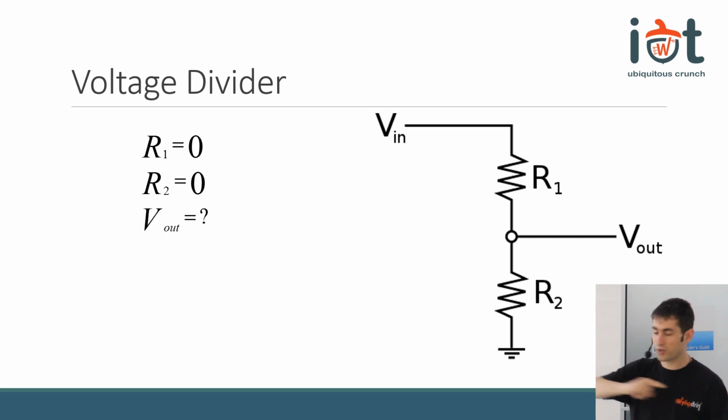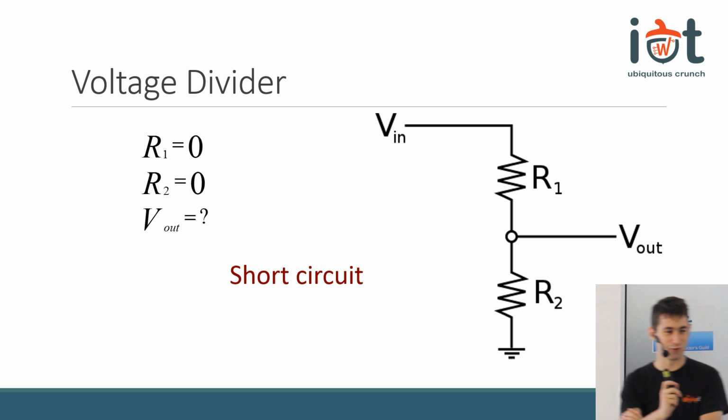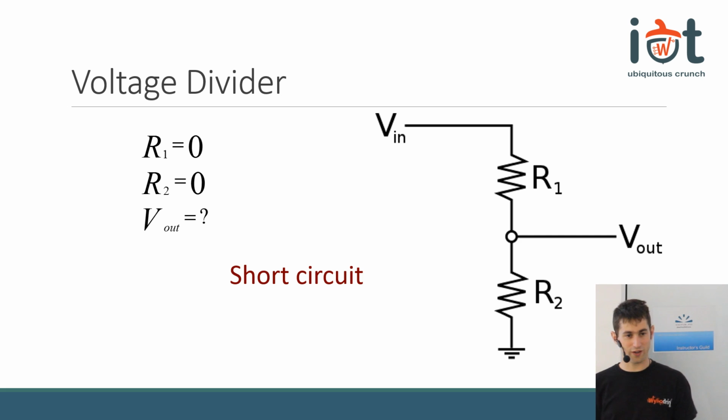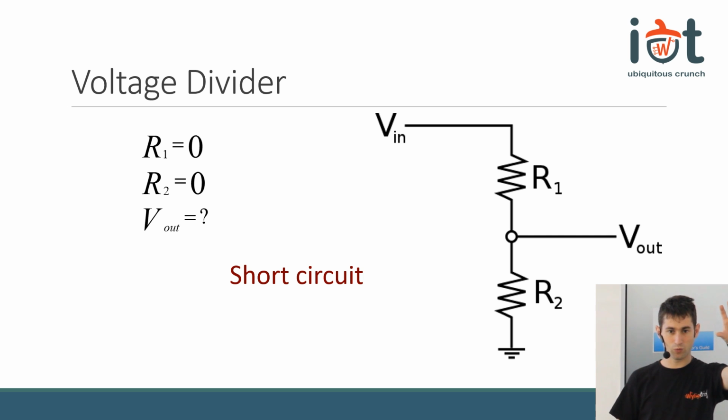So what happens if R1 and R2 are 0? Short circuit. So be careful with this. Never ever, when you design a circuit, please be careful that in no way, under no circumstances, V in will be connected directly to the ground. This means when I press a button, there's no way that I can connect V in to the ground. Is it clear? So never ever, always one of these resistances needs to exist.